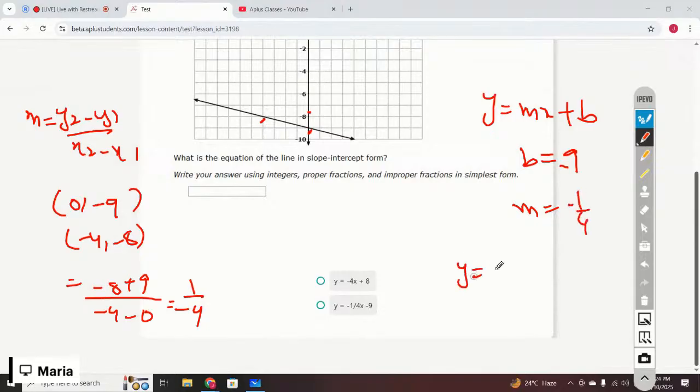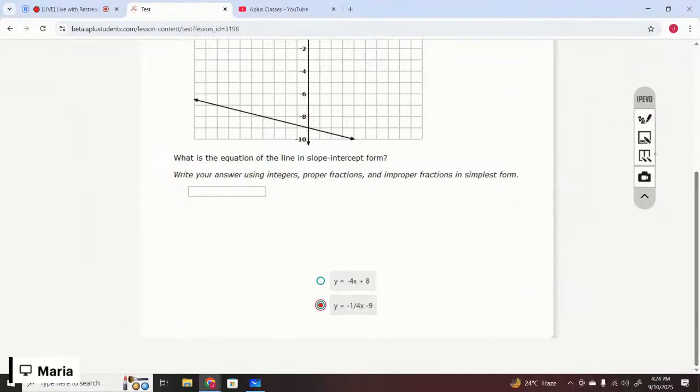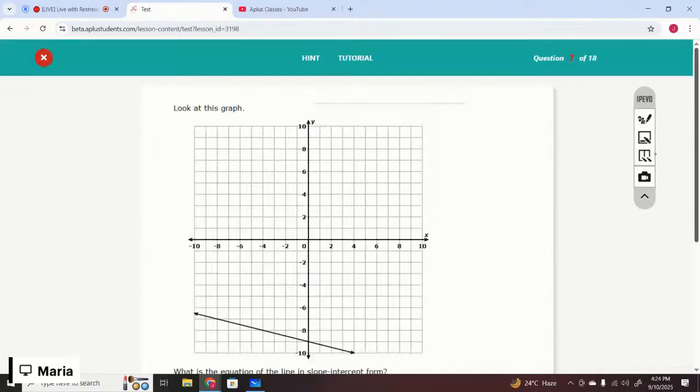So y equals -1 by 4x plus 9. Sorry, -9, because the y-intercept is -9. So -1 by 4x minus 9. Option number 2 is the correct option. That is -1 by 4x minus 9. So when you are given a graph, you need to find two things, the slope and the y-intercept. Got it?